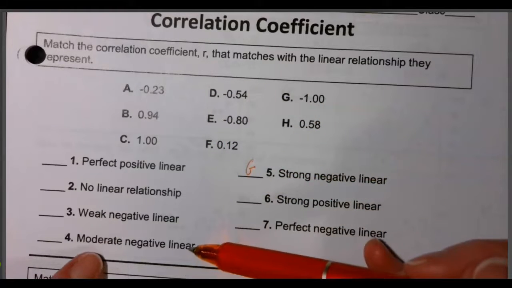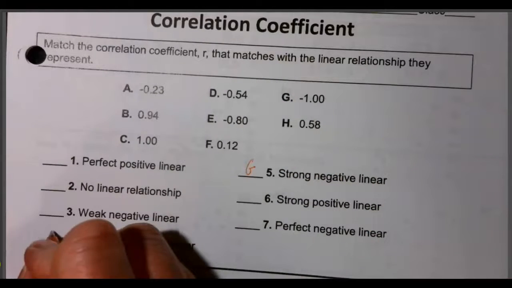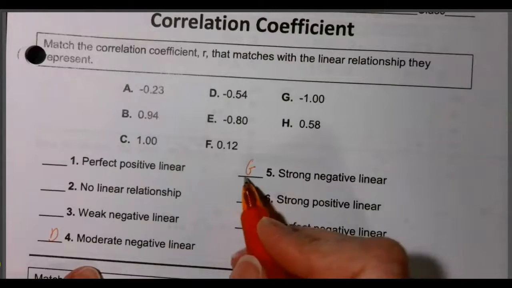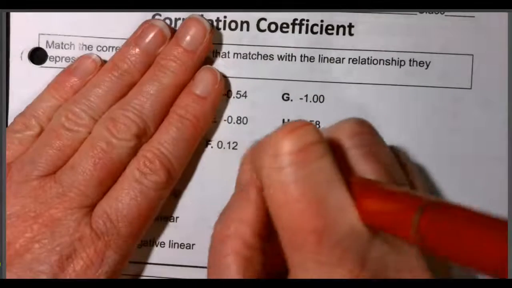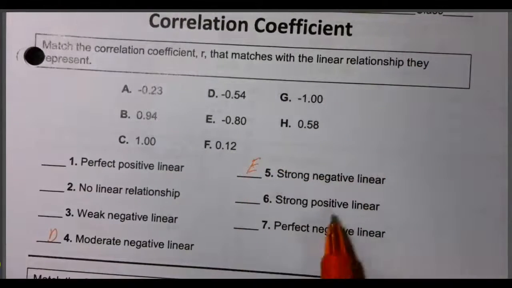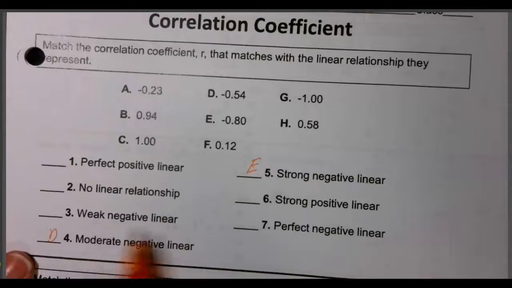A moderate. Oh, wait. Moderate negative. That would be halfway. So there's a moderate negative. So that's D. Okay. I was wrong here. A strong negative would actually be E, because it's not perfect. I didn't realize it was perfect ones. So these perfect ones are where they're ones. Okay? Perfect ones have to be ones, and then the other ones are in between. Okay, play with that. Check your answers.